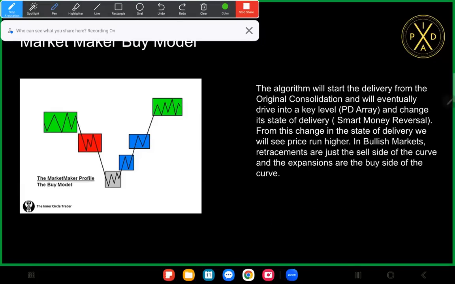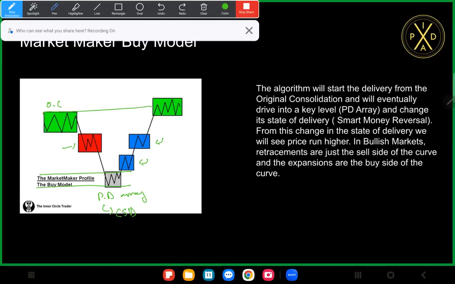So let's go ahead and make sense of what's happening over here. All right, so price starts its delivery from that original consolidation, and then price comes lower. Price is redistributing on its way down, and then price finally meets that array that it's looking for. So PD array. And then we understand that PD arrays have that potential to give us that change in the state of delivery. And then we see that price is then moving higher as a result of us hitting that PD array. And then here's those reaccumulation levels. And then price reaches its terminus right over there.